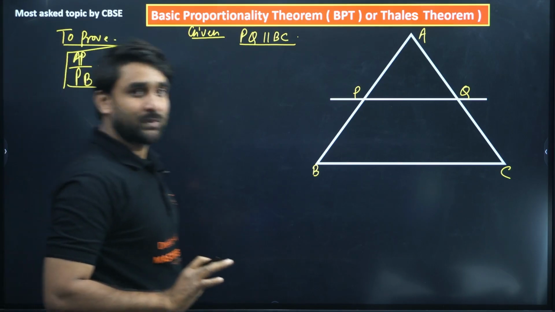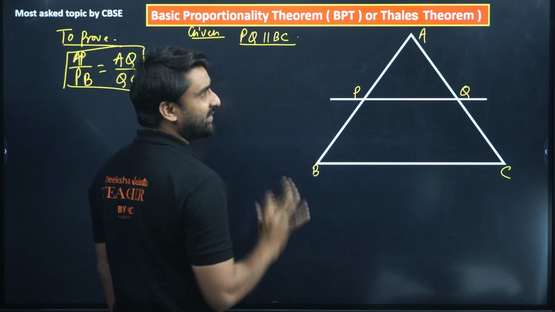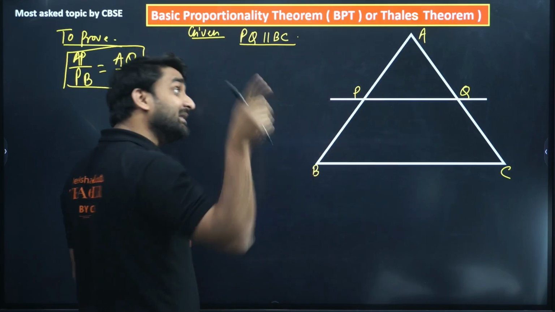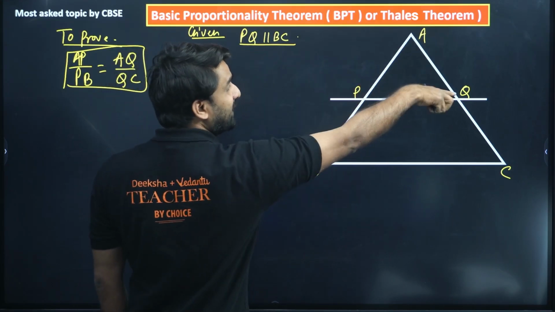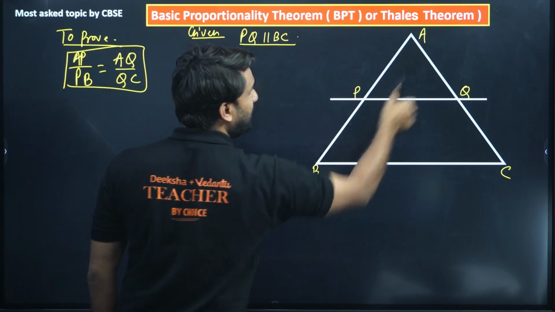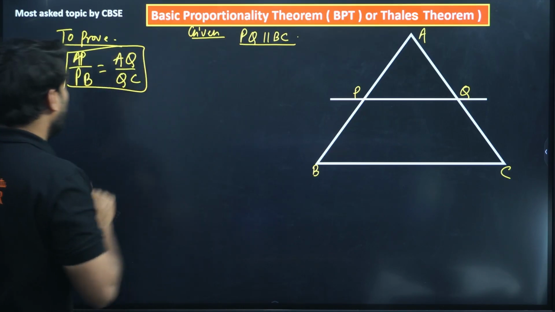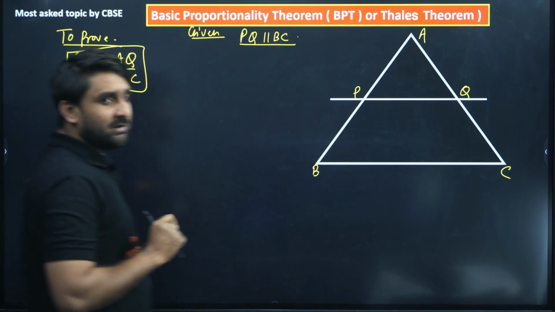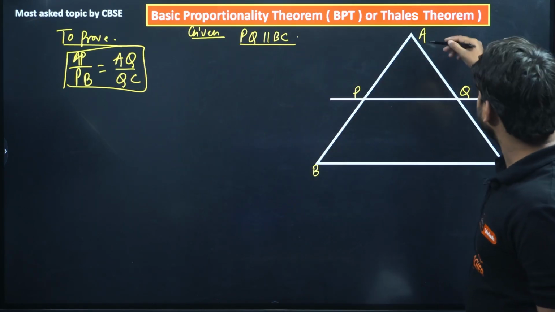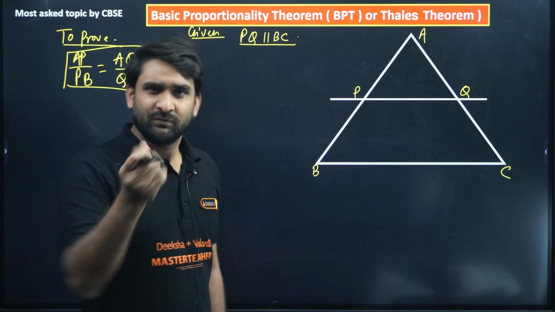This is the BPT. When we draw a line parallel to any one side of triangle ABC, intersecting the other two sides at two distinct points, then that line divides those two sides in the same corresponding ratio, meaning AP by PB is equal to AQ by QC. We have to prove this. Is it clear? Now how can we prove this? My dear lovely students, to prove this, we have to do a few constructions here.